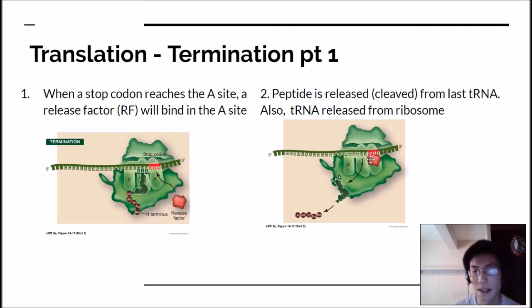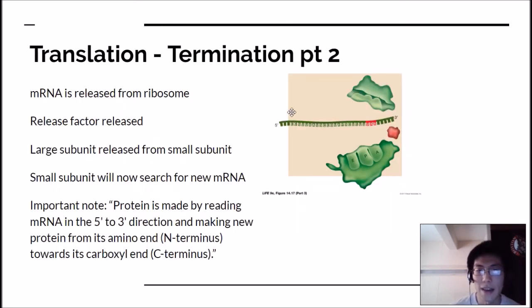When that happens, it causes everything else to be cleaved and ejected. So the peptide is released, cleaved from the last tRNA, and the tRNA is also released from the ribosome. So now you have this amino acid polypeptide. And once that occurs, everything is finished, so the mRNA is also released from the ribosome. The release factor is also released, and the large and small subunits separate and are no longer attached to the mRNA because translation has finished.